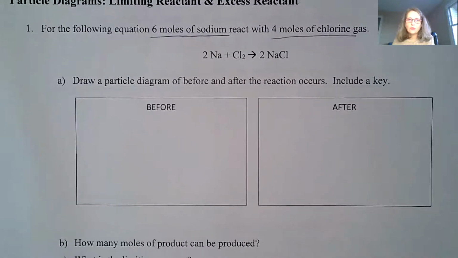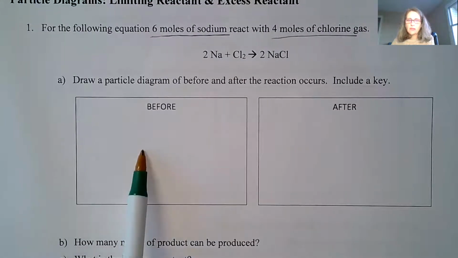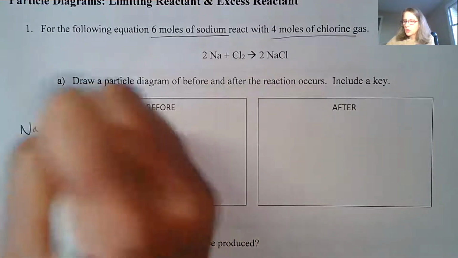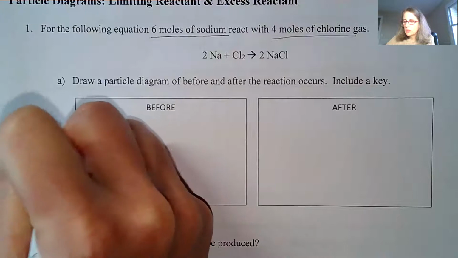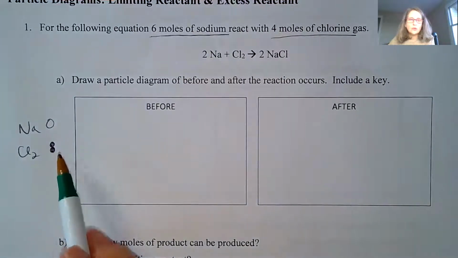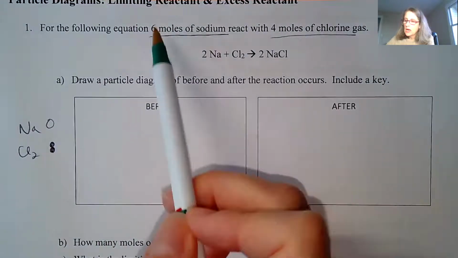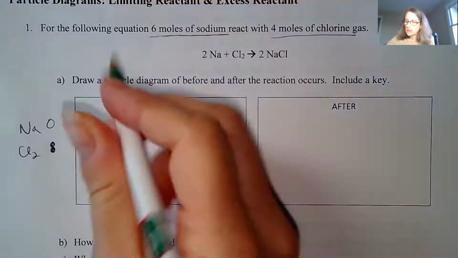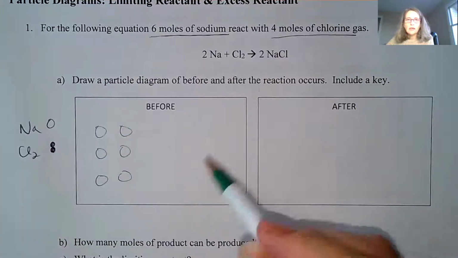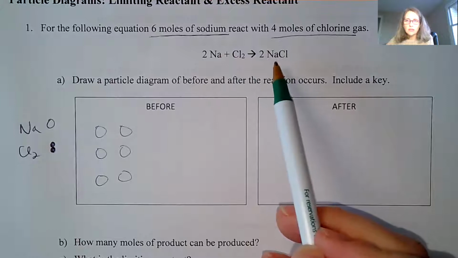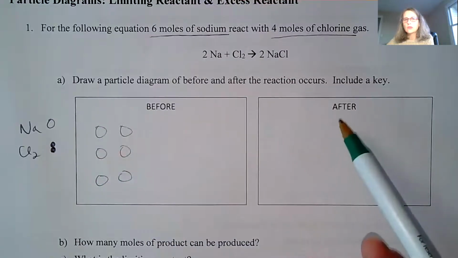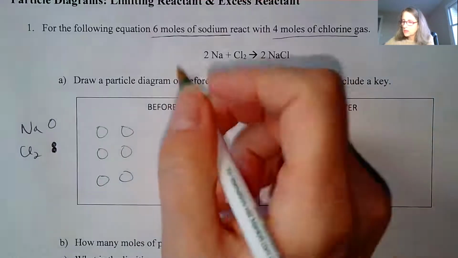So I am going to draw a particle picture at the beginning of the experiment versus at the end of the experiment. And sodium I'm going to draw as an open circle, and Cl2 is going to be closed in circles. And again, it's diatomic, so I need 2 circles touching. So I was given 6 moles of sodium, so I'm going to draw 6 circles here of sodium. And again, I'm not going to worry about states of matter in this case. I'm just trying to see what I have, enough building blocks essentially to make my product. So that's why I'm using this.